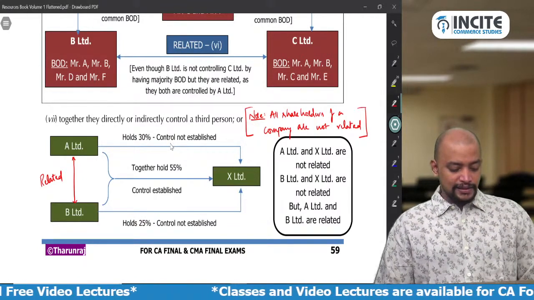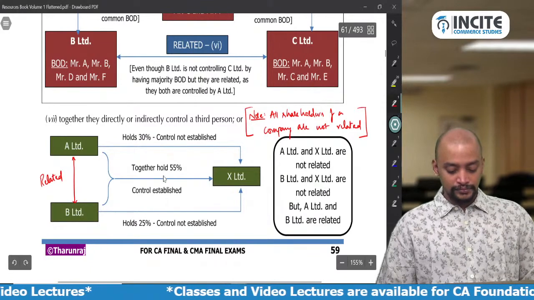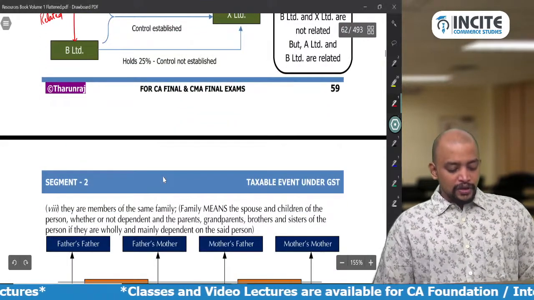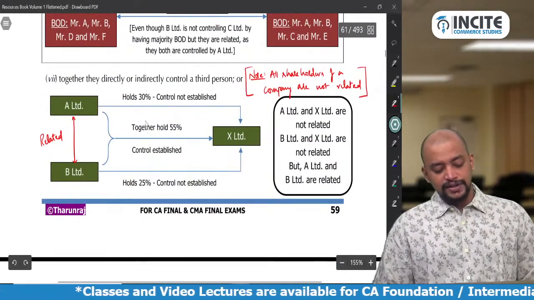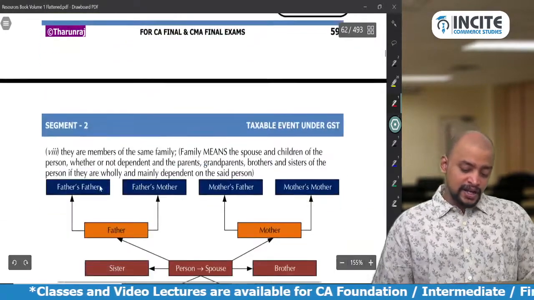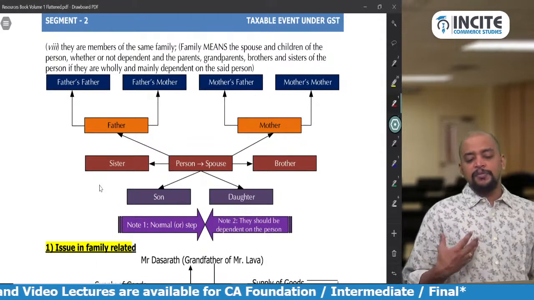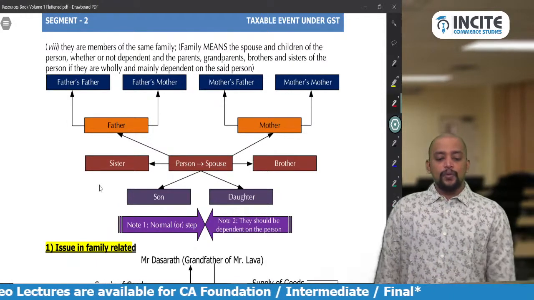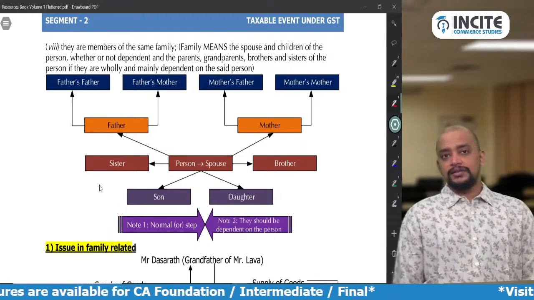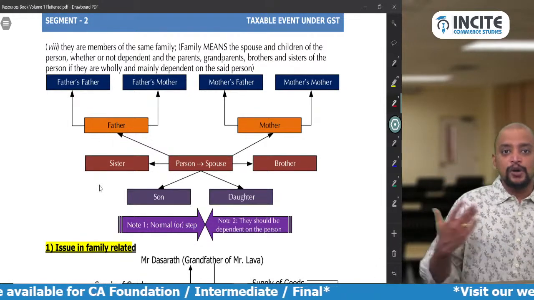Then next, look into point number 8. So this is point number 7. Point number 8. They are members of the same family. So what does family mean? Family means spouse and children.